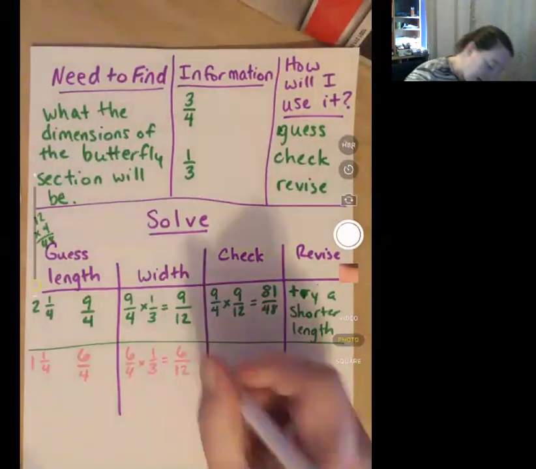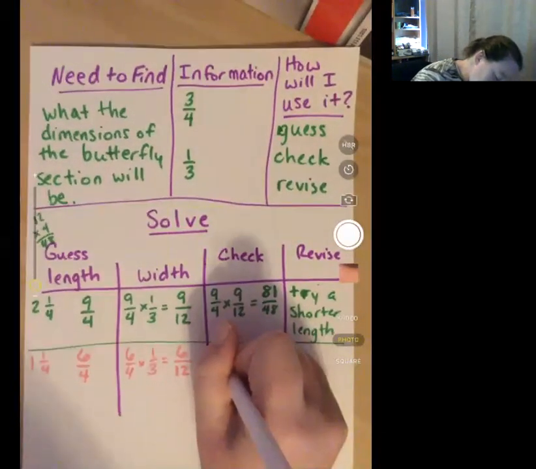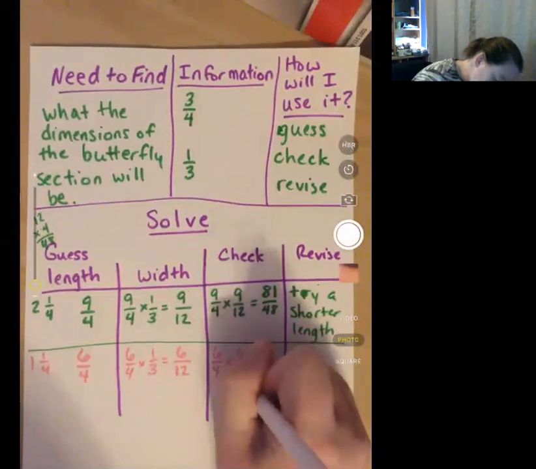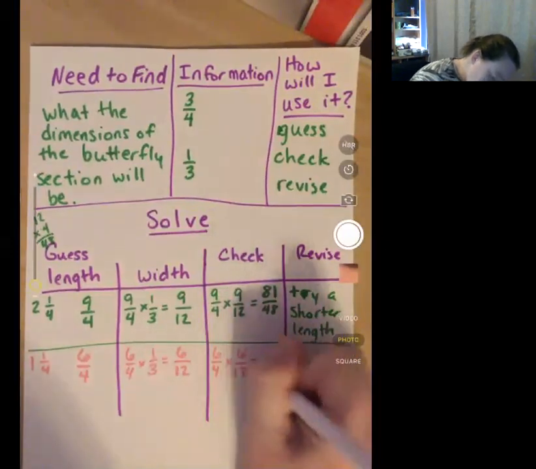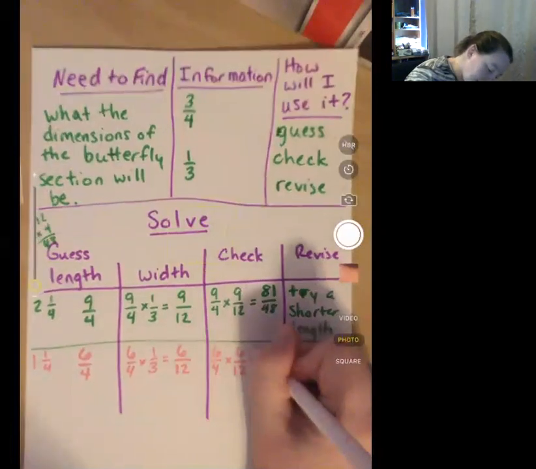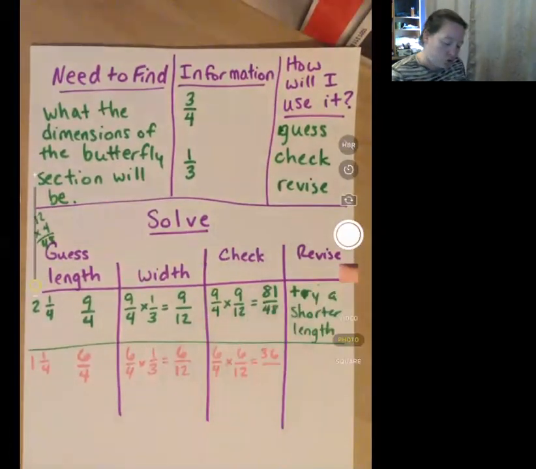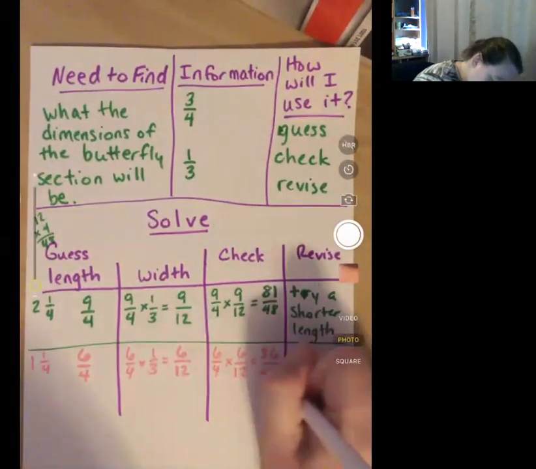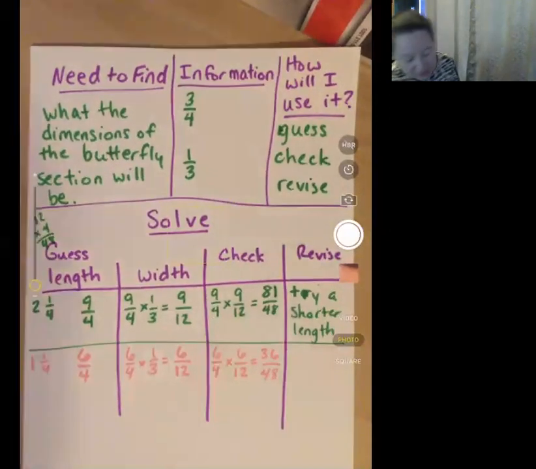So then we have 6/4 times 6/12, which is 6 times 6 is 36. 4 times 12, we already did that right there, which is 48. 36/48. Well, on the surface, it looks like that might work for us.